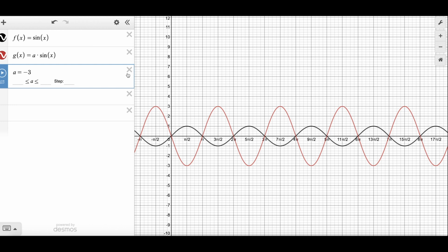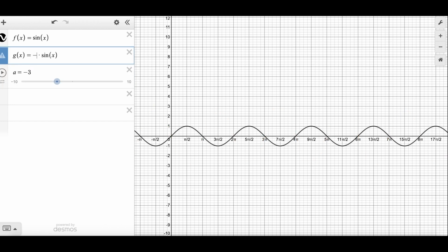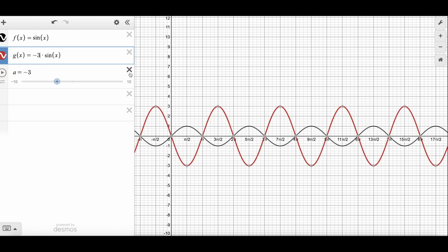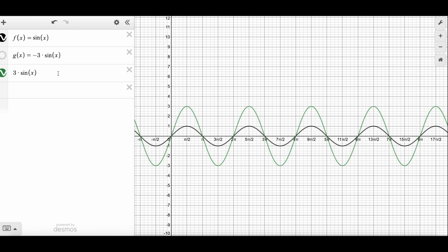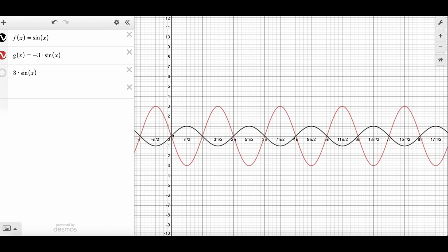Looks pretty much the same, right? This looks pretty much the same as what happens at 3, but there is a slight difference. If I do positive 3 times sine of x, well, now it's getting kind of crazy here. If I do positive 3 times sine of x, notice that positive 3 starts at 0 and goes up. Negative 3 starts at 0 and goes down.